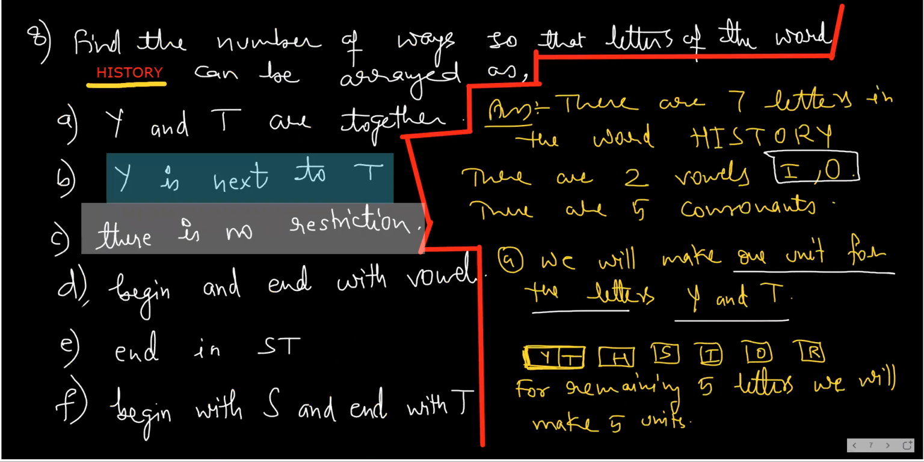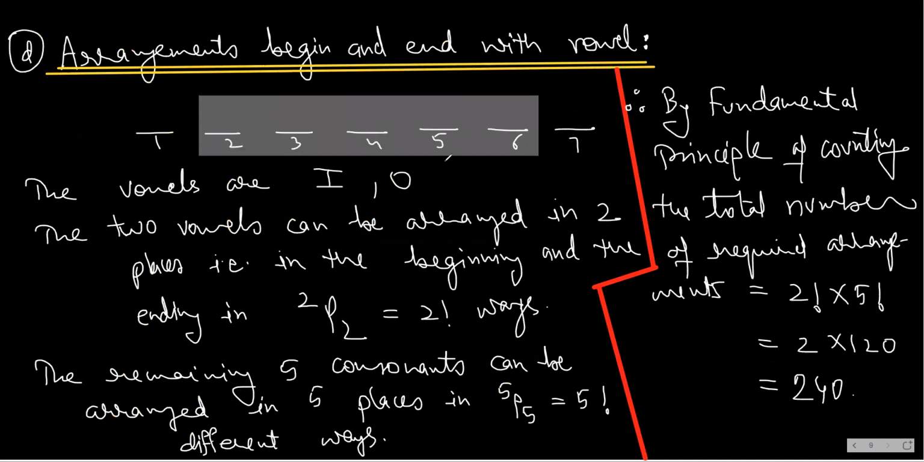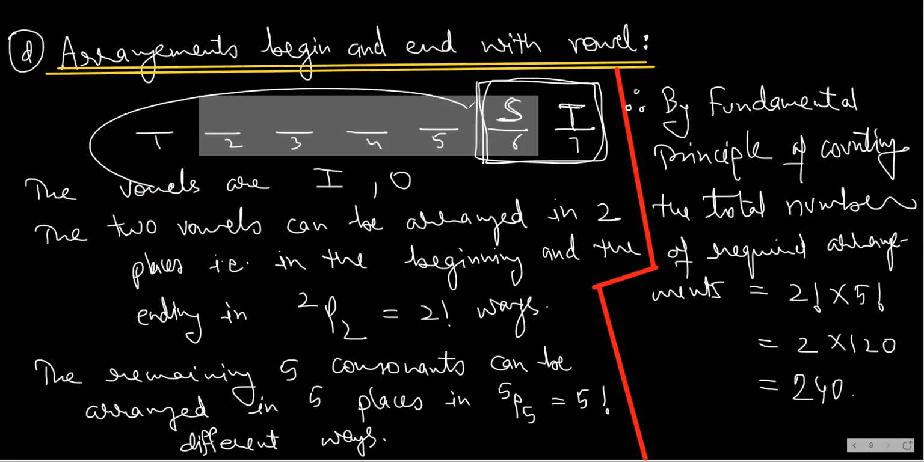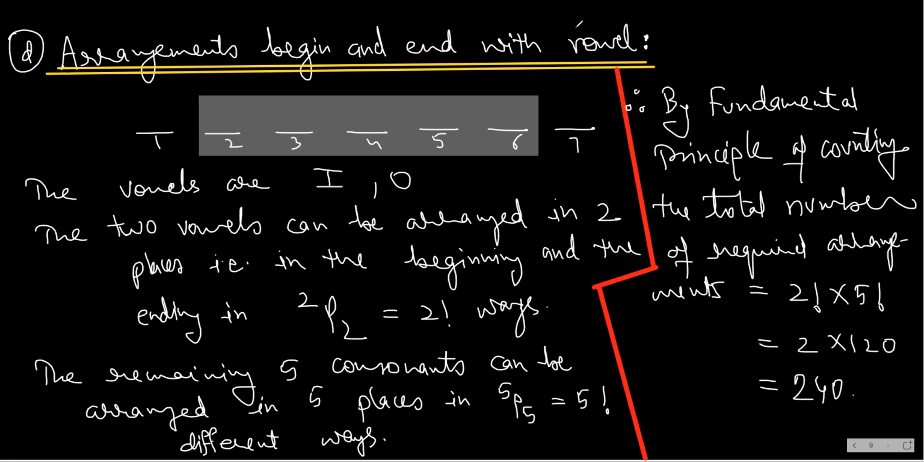You will all solve. I have done this also. You will solve E on your own and you will solve F also on your own. Very simple. The arrangement should end in ST. Now all the arrangements should have ST at the end. If you always want ST, then S and T can be arranged in one way, and the remaining you know. So that is also homework.